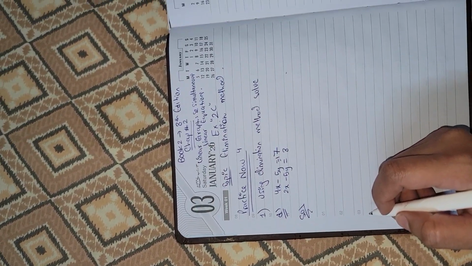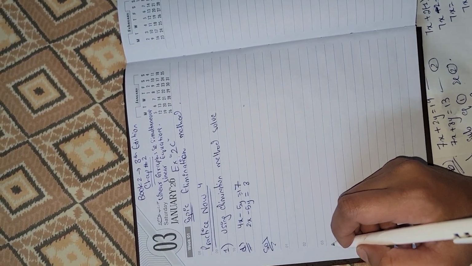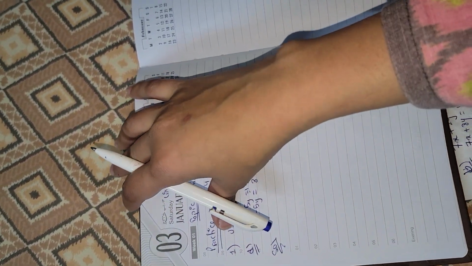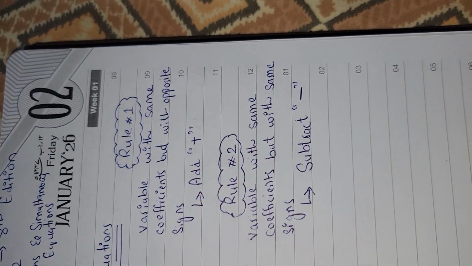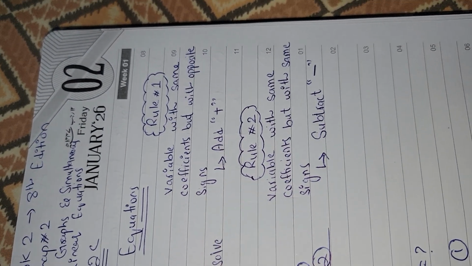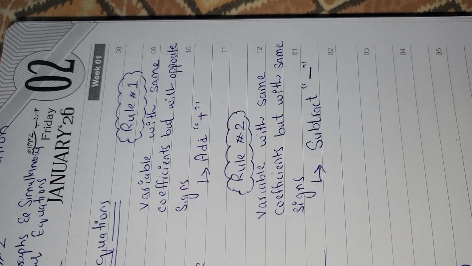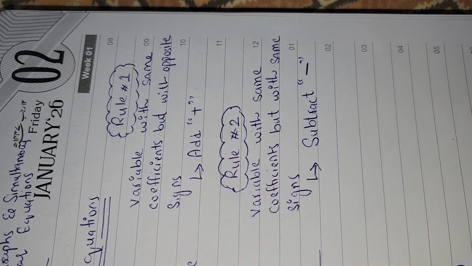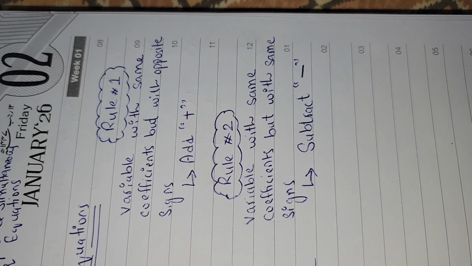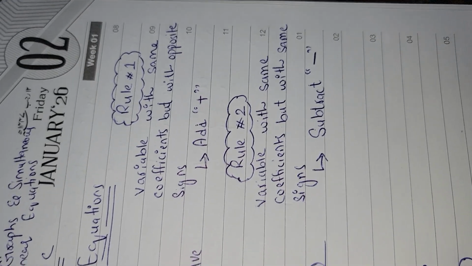4x minus 5y is equal to 17 and 2x minus 5y is equal to 8. We have to find the values of x and y, and there were two rules that we discussed previously. Rule 1: when the variables have the same coefficient but opposite sign, we add the equations. Rule 2: when the variables have the same coefficient and the same sign as well, we subtract the equations.